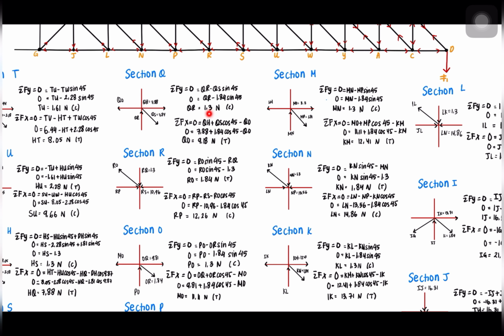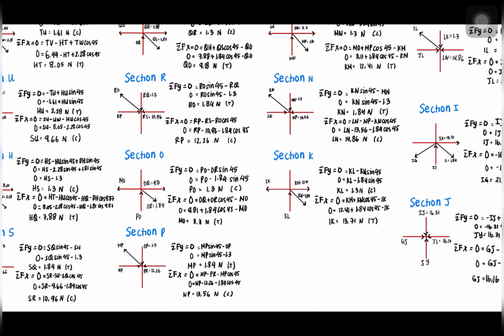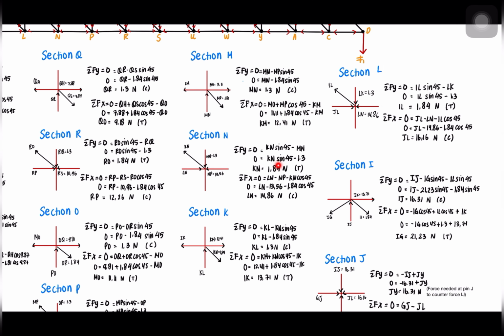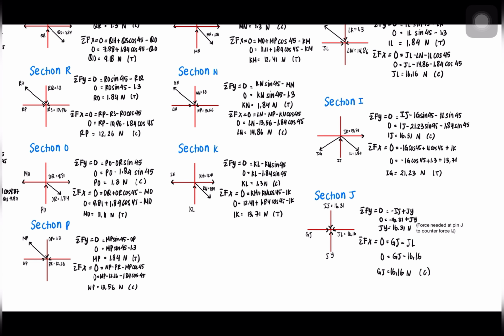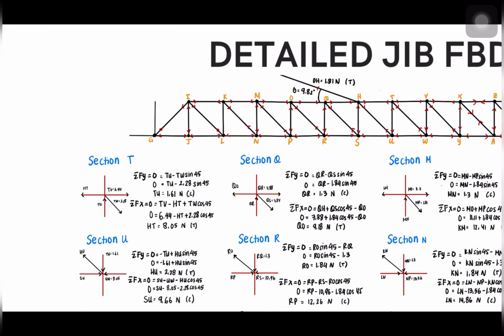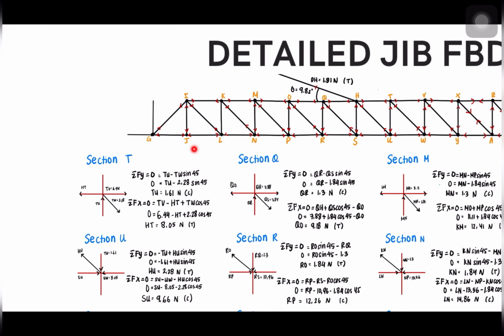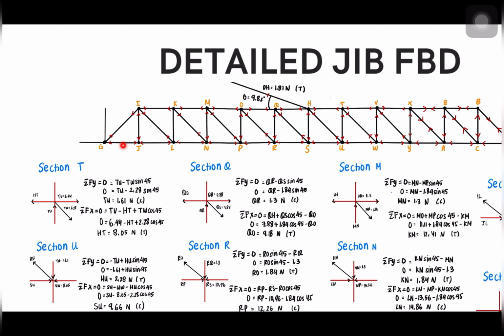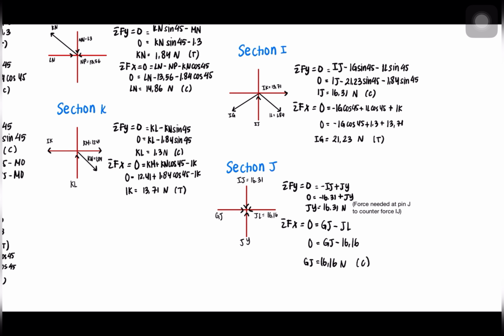So we can get the section Q, section R, section O, section P, section M, section N, K, L, I, J. Okay, so we have reached almost the end, which is the section J, and we still haven't known the point at G, the force between G and J. So we can analyze from the pin at J to get the answer for the force of the member of G and J. Okay, so for section G, sigma Fy equals to 0, we still use the same, sigma Fx equals to 0.